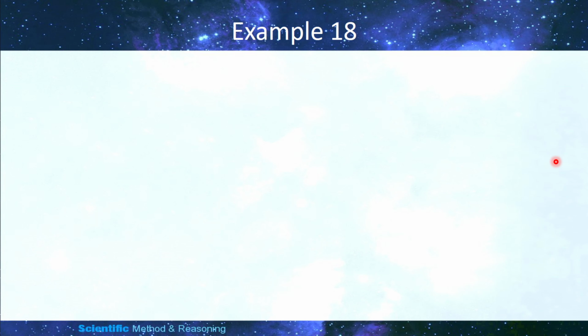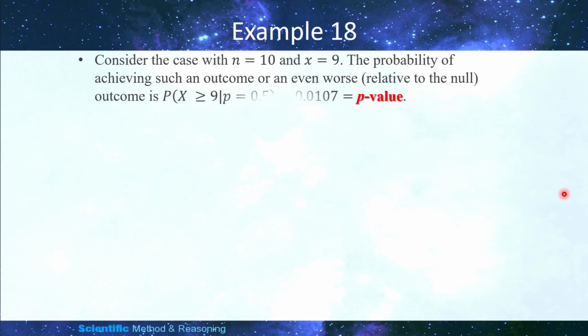That is the rationale of the hypothesis testing procedure. Now consider the case with n equals 10 independent trials, and x equals 9 correct predictions. The probability of achieving such an outcome, or an even worse outcome relative to the null, that means more extreme, is the probability that x equals 9, or even worse, x greater than 9.